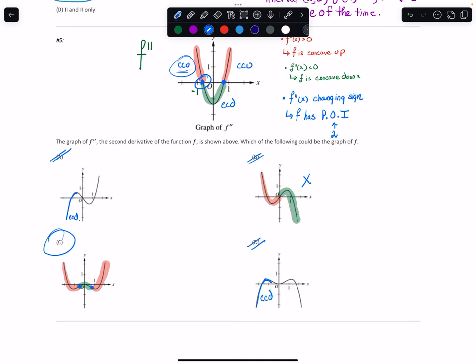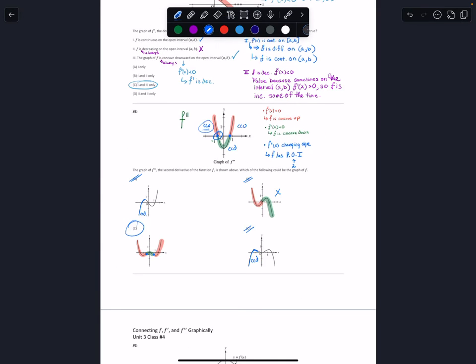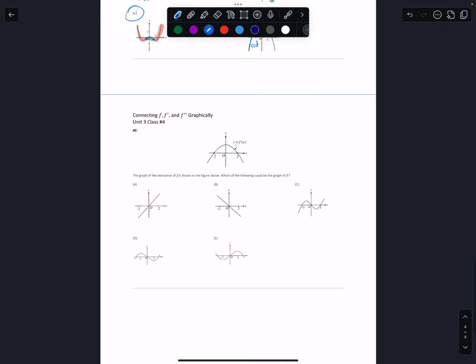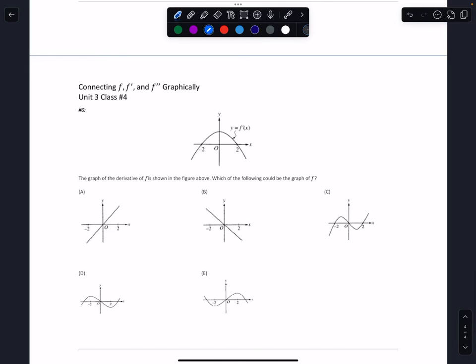Again, these are kind of fun if you're into this kind of thing, but it can definitely tax the brain a little bit. Let's do one more and call it a day. So, number 6, the graph of the derivative of f is shown in the figure above. Once again, we're back to f prime now. We keep switching perspectives. Which of the following could be the graph of f?